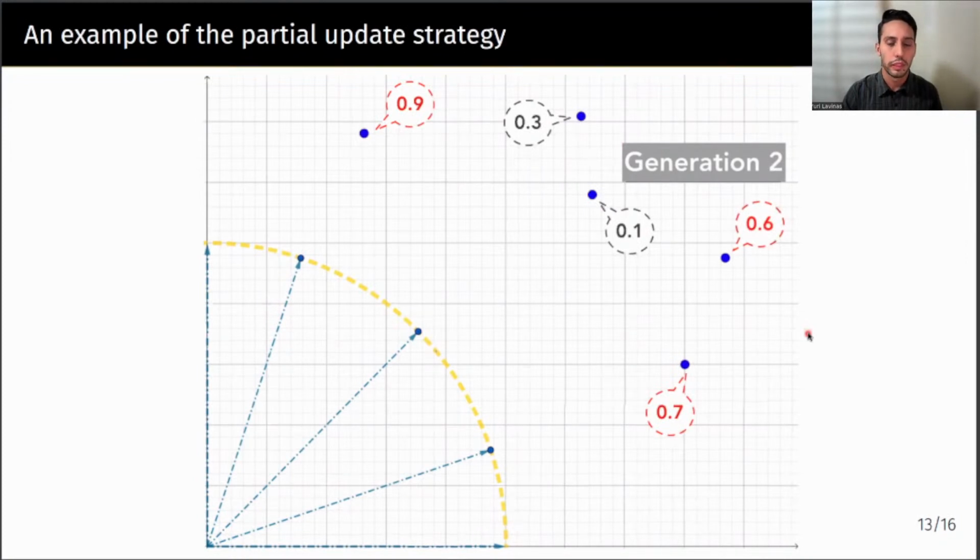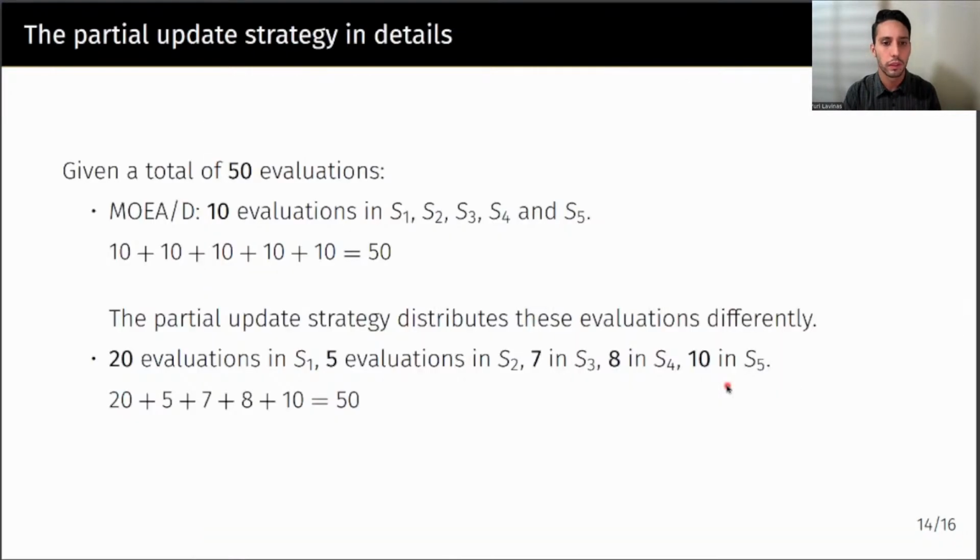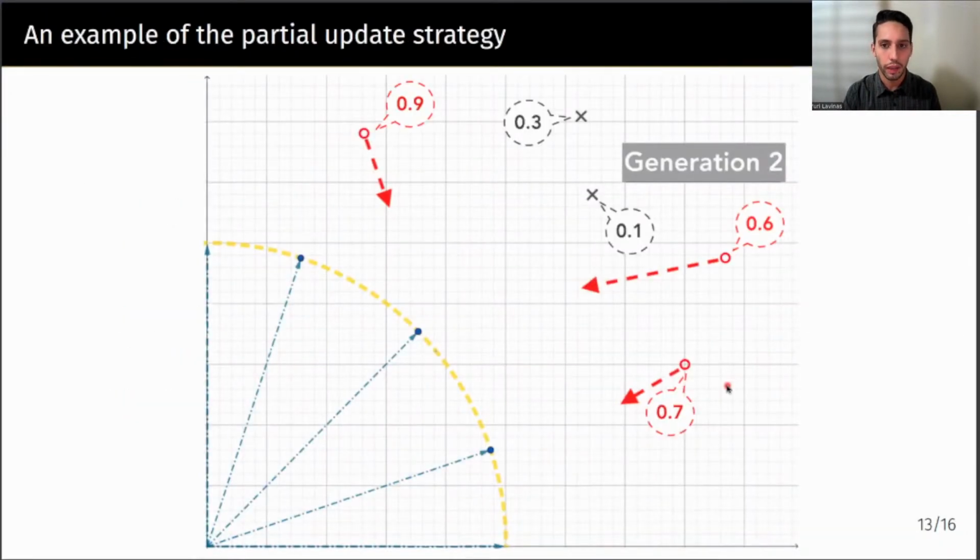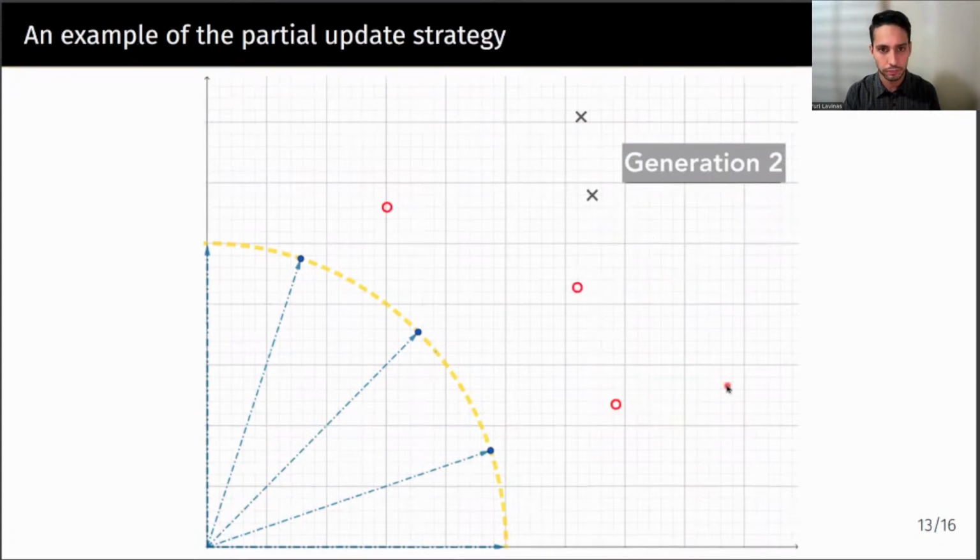We now have new values associated to the solutions. As you can see, they have changed. Again, solutions with values above a threshold are selected. Those with values below the threshold are left as they are, and we only change those that were selected. Okay, so this is the idea behind the partial update: to update only partial subsets of solutions, fewer than 5 in this case.